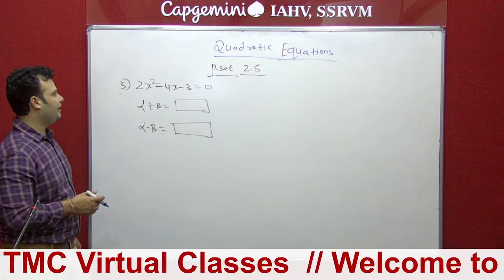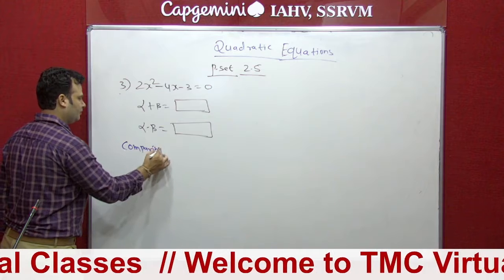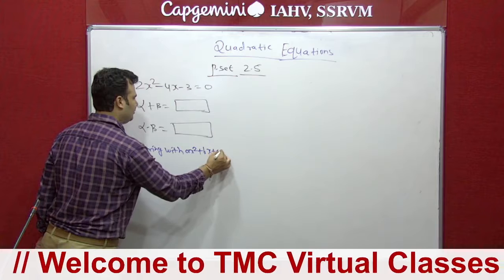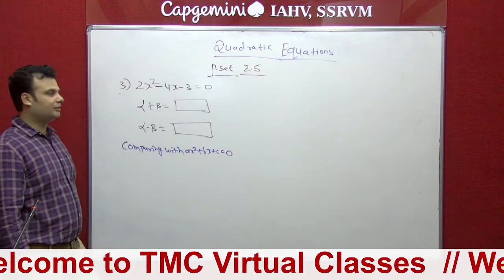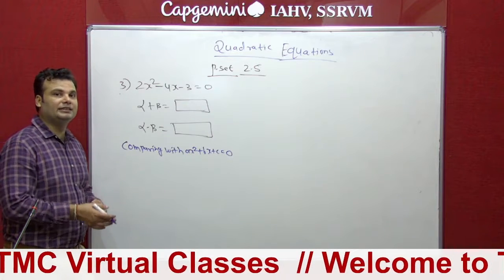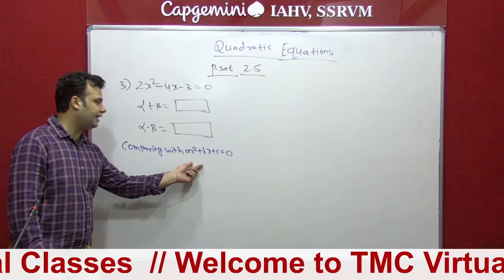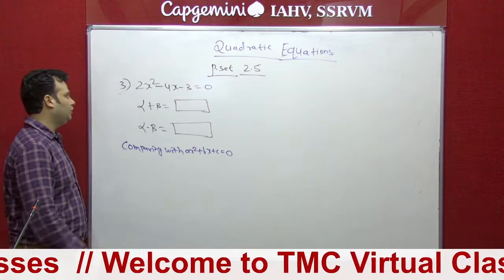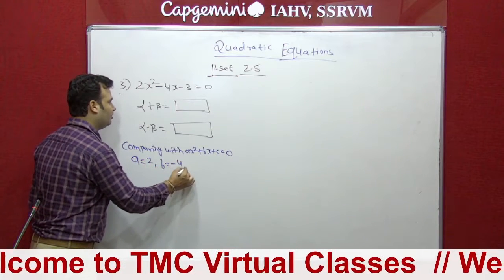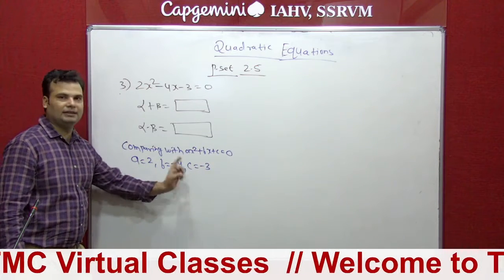So first start by comparing with ax square plus bx plus c equal to 0. Because we have to find alpha plus beta, and we know that alpha plus beta is minus b upon a, and alpha into beta is c upon a. So we require a, b, c. We compare with the standard equation, ax square plus bx plus c equal to 0. So the value of a is 2, b is minus 4, and c is minus 3. So a, b and c are given.